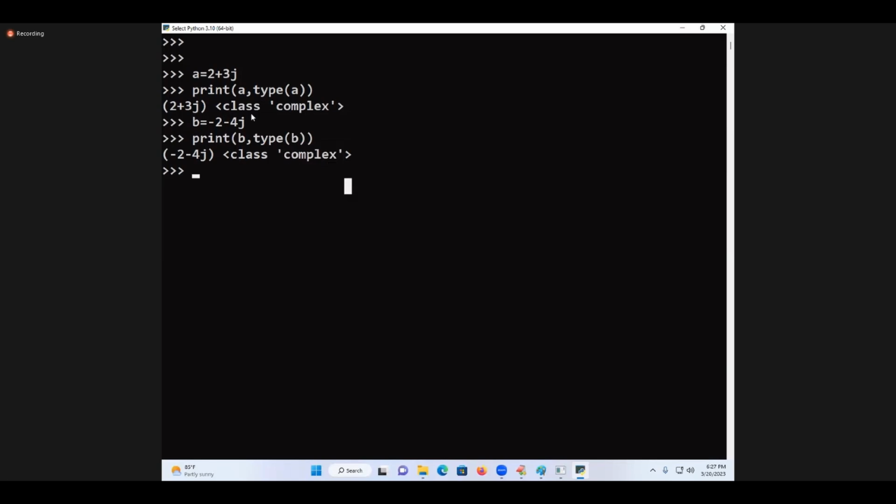Good. Now, A and B are called what here? What is this 2 called? Real part. What is this 3 called? Imaginary part. Here minus 2 is called the real part, and minus 4 is called the imaginary part.